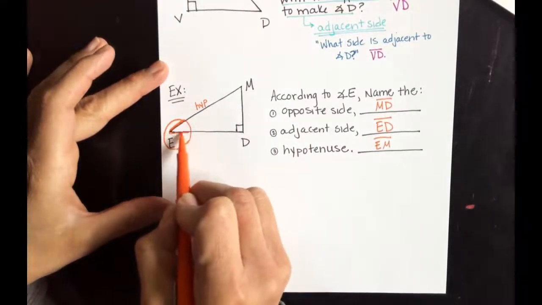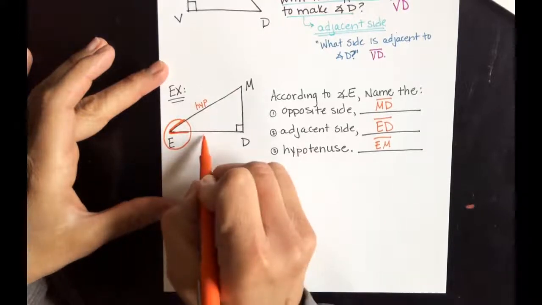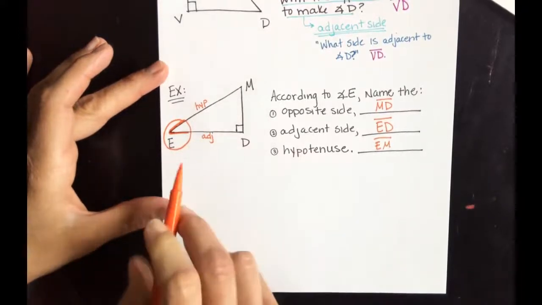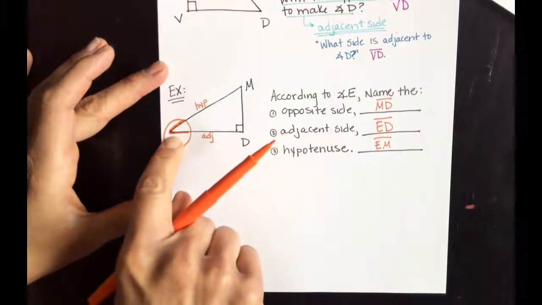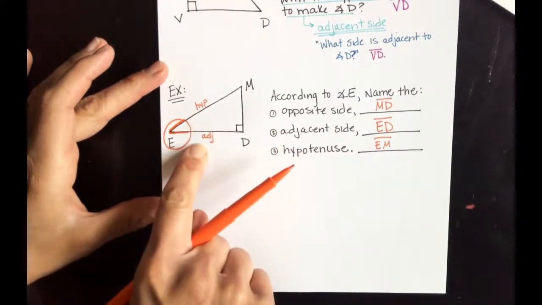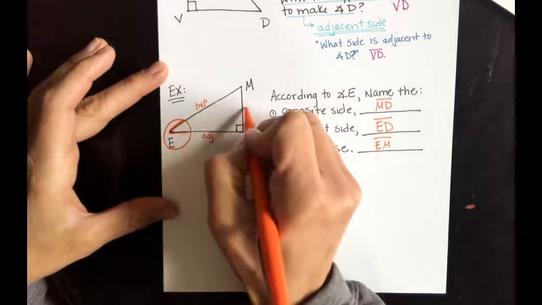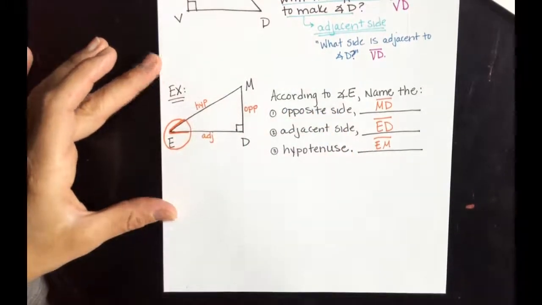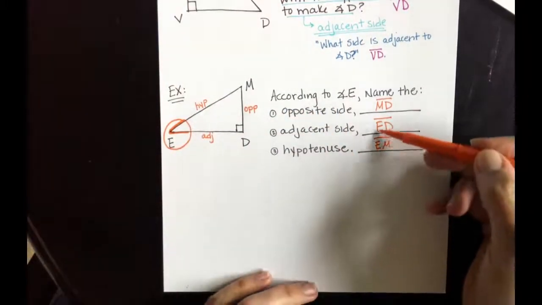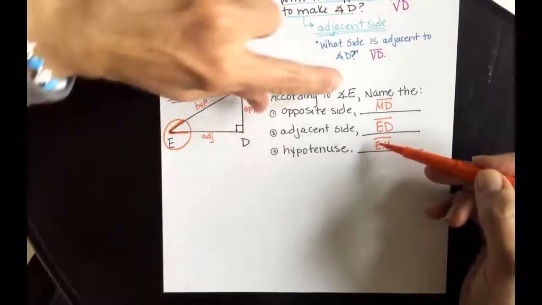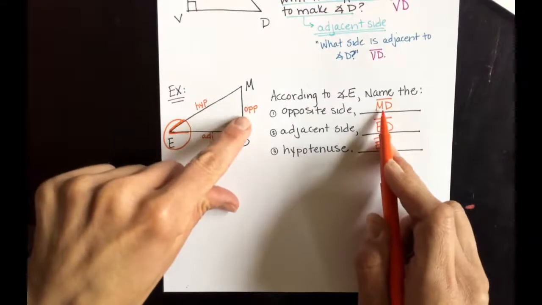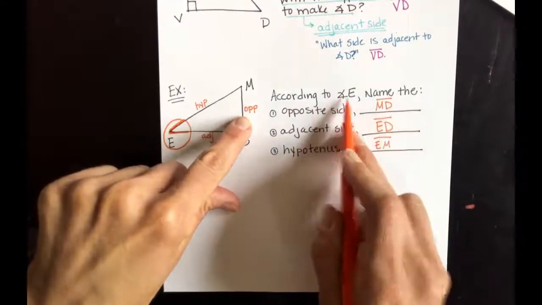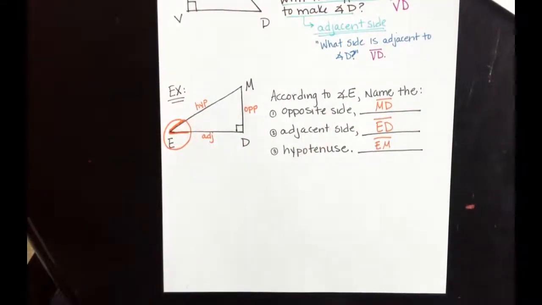The other segment is always the adjacent. So when I circle the angle, you're going to see that inside here is always the hypotenuse and the adjacent side, which then leaves opposite all by itself. Again, the hypotenuse and the adjacent side should have the letter of the angle we're talking about. The opposite side doesn't include that letter, so that makes it a little easier to look at.